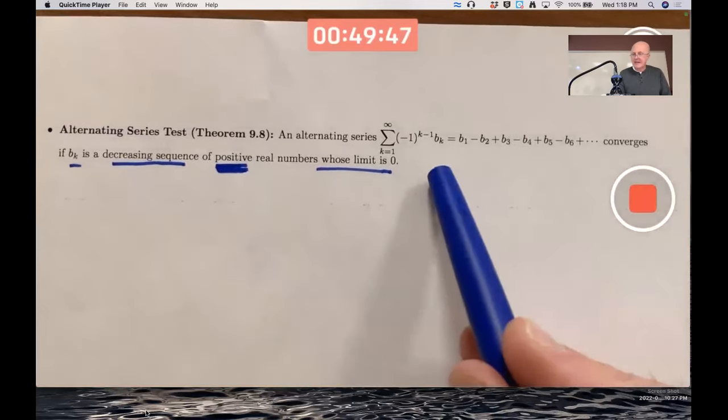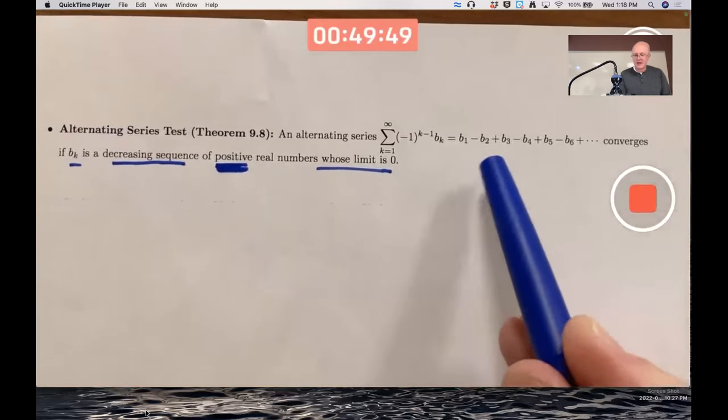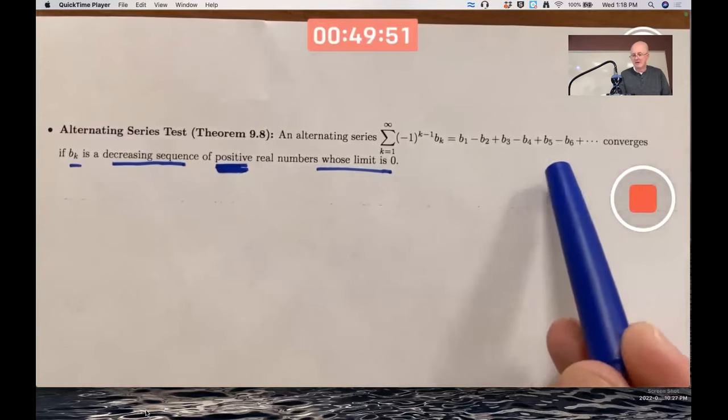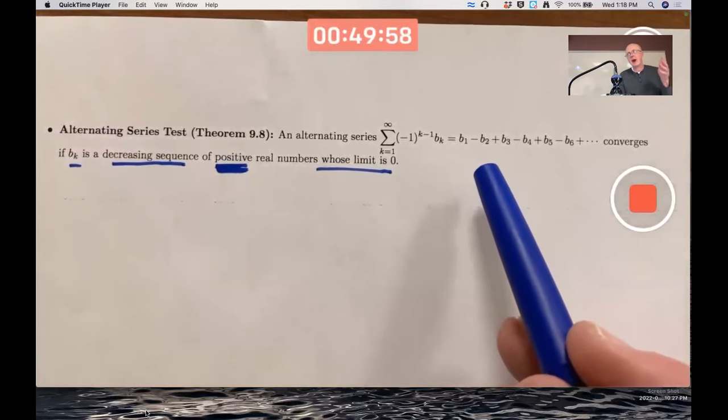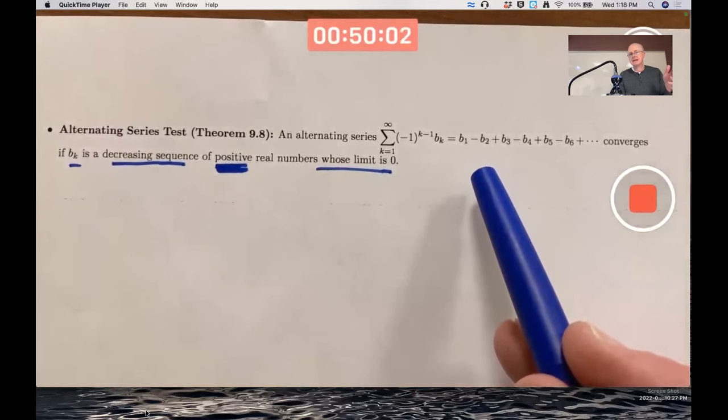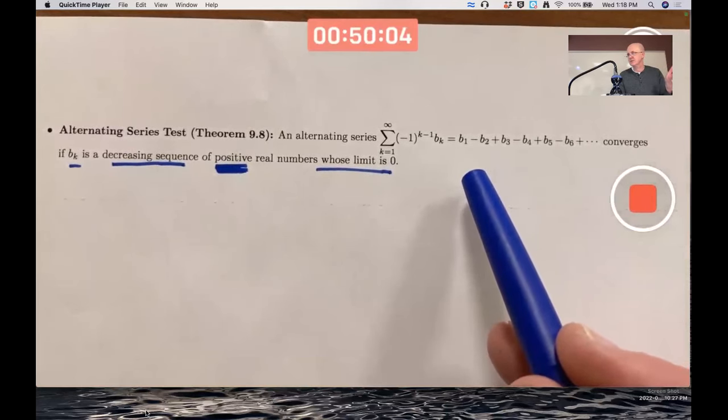And you are alternating in sign here. B1 minus B2 plus B3 minus B4 plus B5 minus B6, et cetera. So I'm alternatingly adding a positive number or subtracting a positive number. This test says that such a series converges.